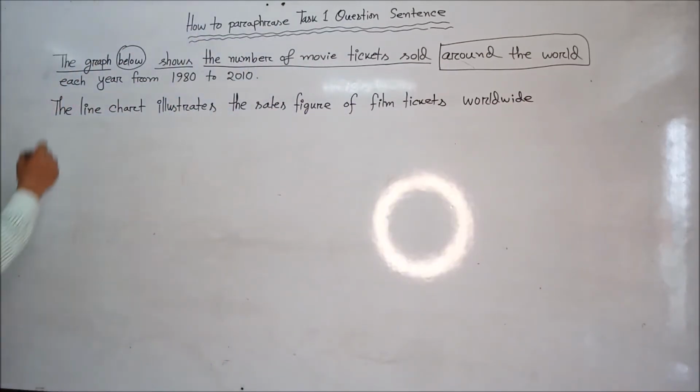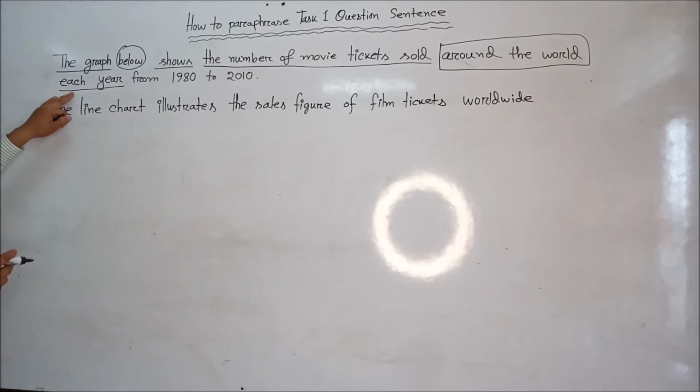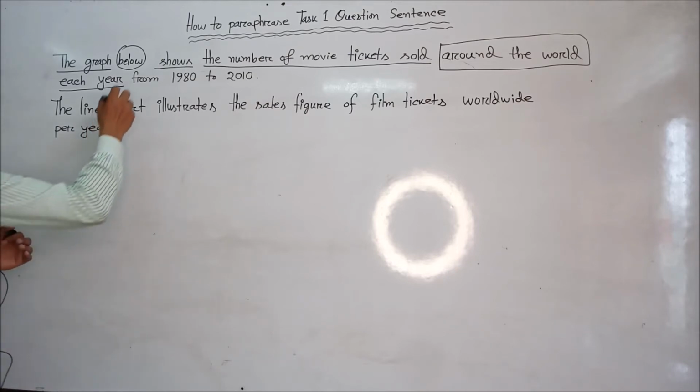Moving on to the next element, which is each year. It is an adverbial phrase of time. So for each year, you can write down every single year. You can write down annually. You can write down per year. So per year should be the better one. Per year.